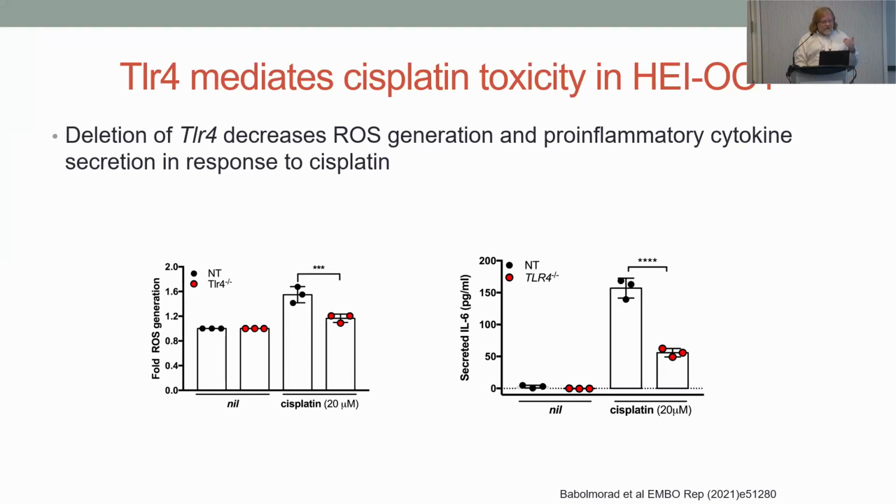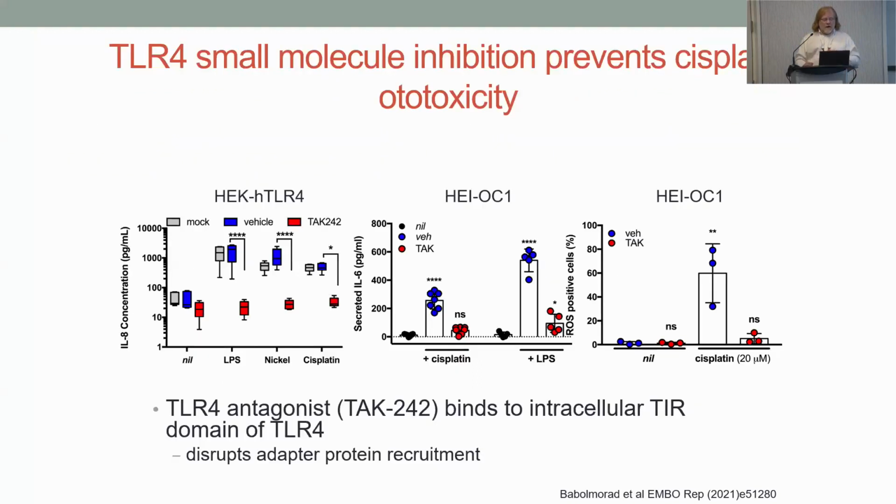do this. And so if you delete TLR4, you decrease the reactive oxygen species generation that occurs in this homocysteine ROS pathway, and you also decrease the pro-inflammatory cytokine cascade that occurs in response to cisplatin. So we searched for small molecules using some computer-aided drug design work that we've been doing to find compounds that are commercially available that we could use to see if we could prevent cisplatin ototoxicity.